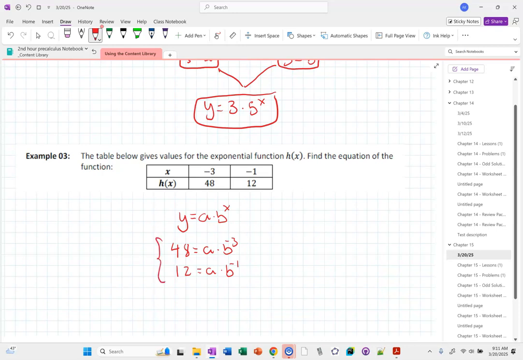Then I'm going to use each point, x and y, and plug them both in like this. That's going to create a system of 2 equations.